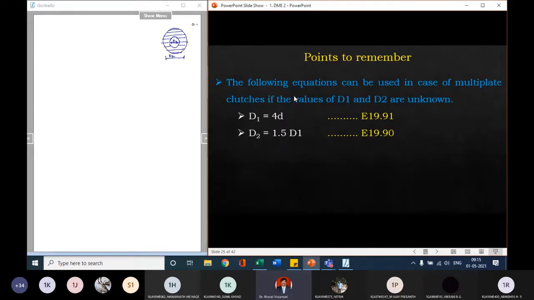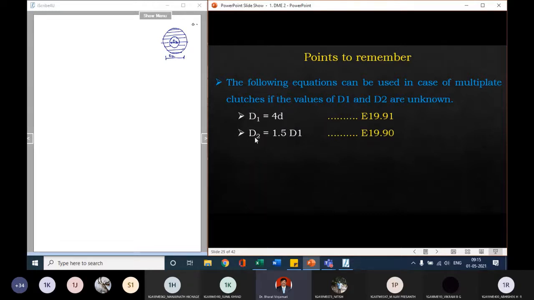Okay, in case you do not have the values of D1 and D2, especially in case of multiplate clutches, you will be encountering this, because the major unknown in case of multiplate clutch is I. In case of single plate clutch, you will be asked to design the entire clutch, so you will be asked to determine D1, D2. But in case of multi-plate clutch, you will be asked to determine the number of active surfaces I. Since I is the major unknown, we need to have the values of D1 as well as D2 here.